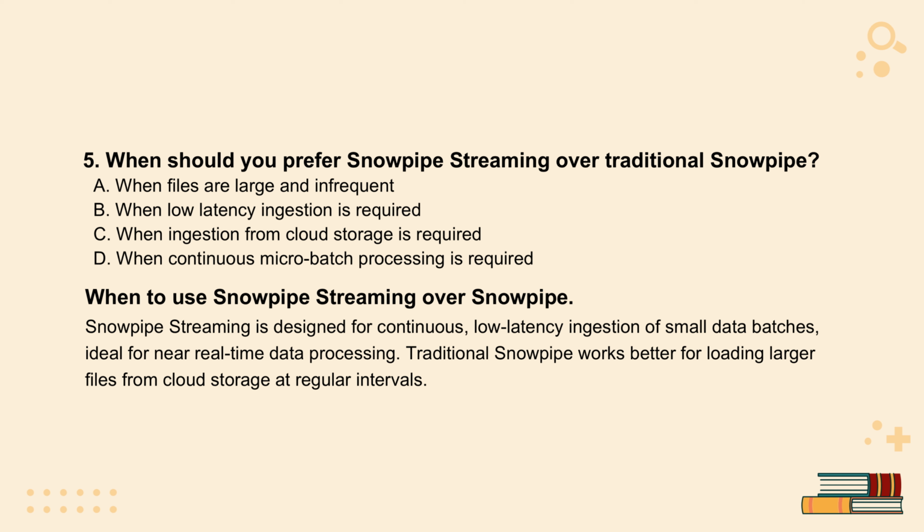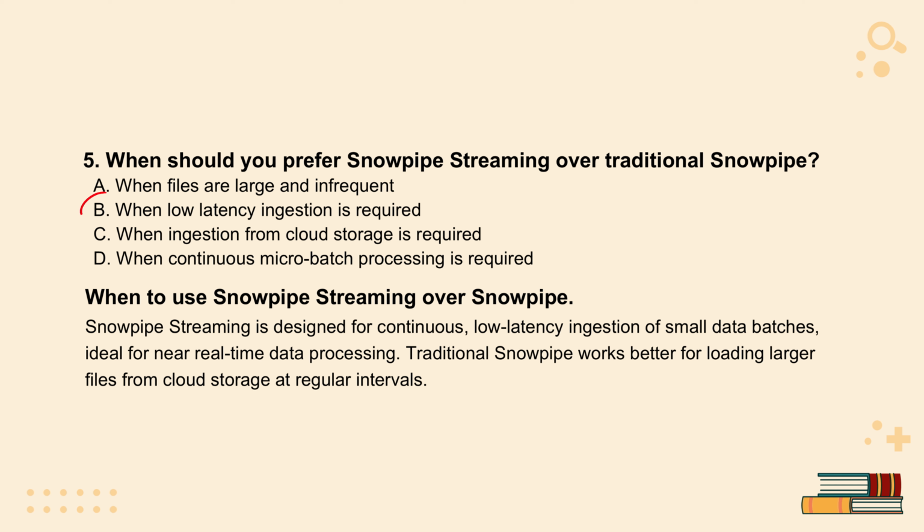The main distinction here is between Snowpipe streaming and, let's call it, traditional Snowpipe. Snowpipe streaming is purpose-built for that low-latency ingestion, getting data in very, very quickly for near real-time availability. It supports continuous micro-batching, which is perfect for those high-frequency, small records, think event data, IoT sensors, that kind of thing.